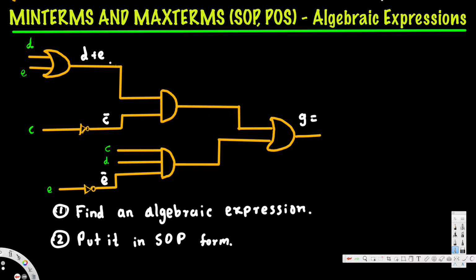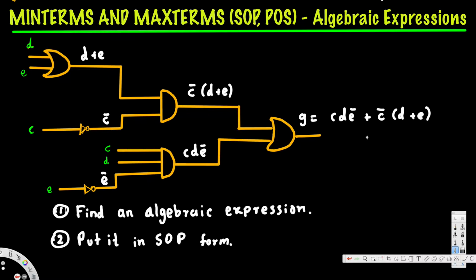D plus E is entering the AND gate, and also C NOT is entering the AND gate. Finally, we get an expression like C NOT times (D plus E), because when something enters the AND gate, it's similar to multiplication. Here we have C, D, E NOT entering the AND gate, so this becomes C D E NOT. And these two are entering the OR gate, so finally we end up with C D E NOT plus C NOT (D plus E).